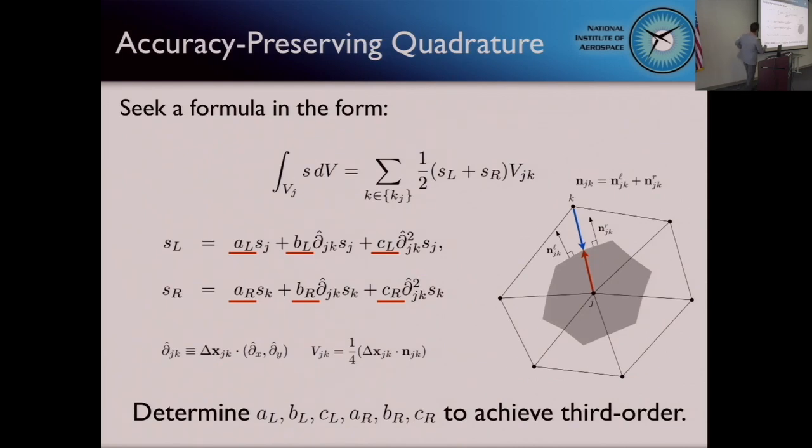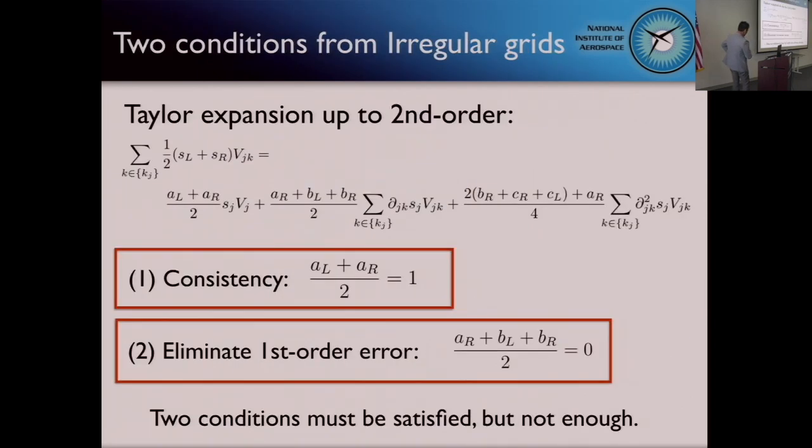So we set up a problem. We took Aaron Katz's general form here, SL, SR, with partial one. And I defined this left and right with arbitrary coefficients. So A left multiplied by Sj, that's the source term at j. And then B is associated with the gradient term at j, and CL is associated with the second derivatives. And then the same for the right neighbor k. And we want to determine these 6 coefficients to achieve third order accuracy. And we know exactly what to do. We need to look at these conditions.